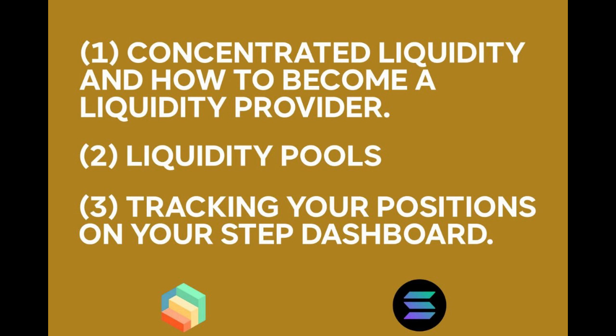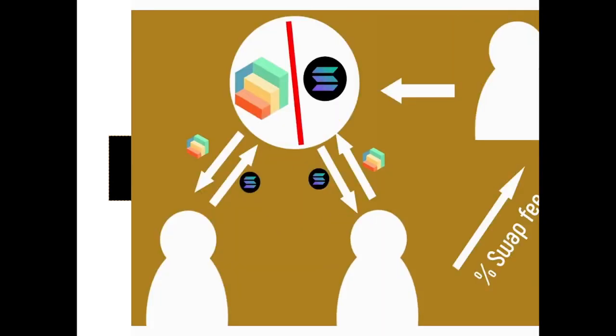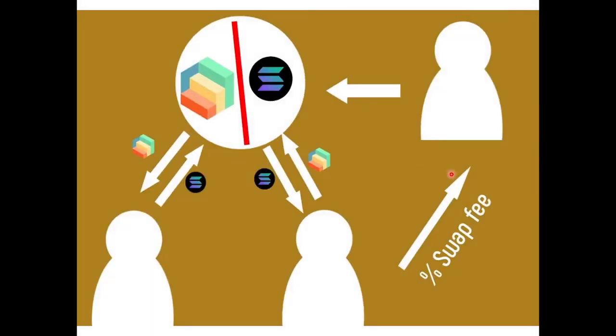First of all, we have to properly define what a liquidity pool is. A liquidity pool is a pool where liquidity providers deposit their tokens to enable other people to swap between tokens. Basically, two tokens are stored by liquidity providers so that other traders can come and swap between those particular tokens.